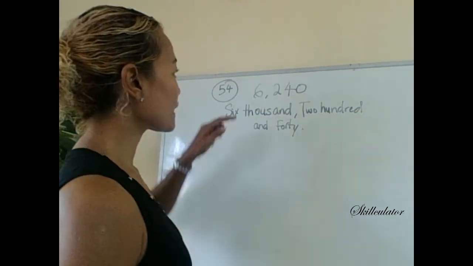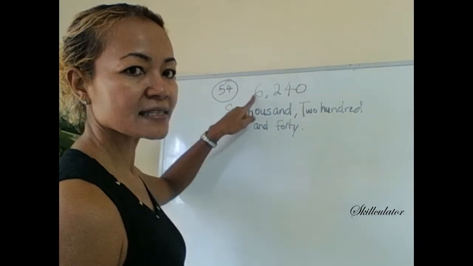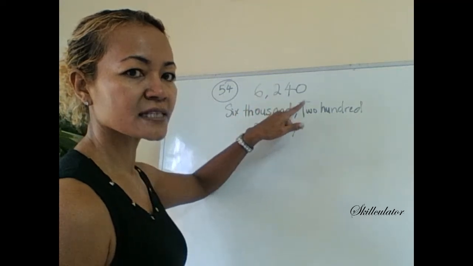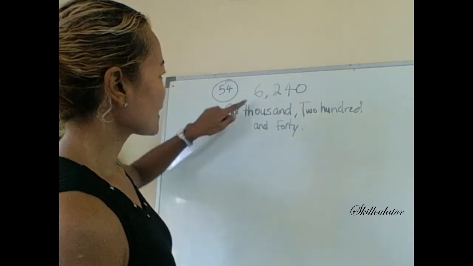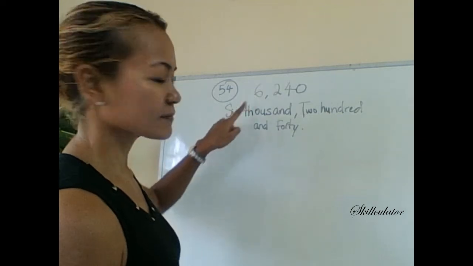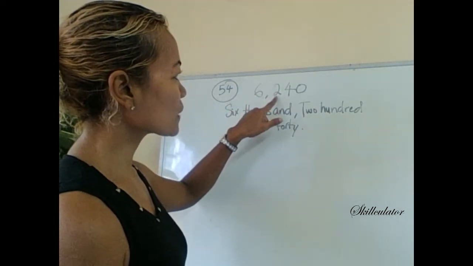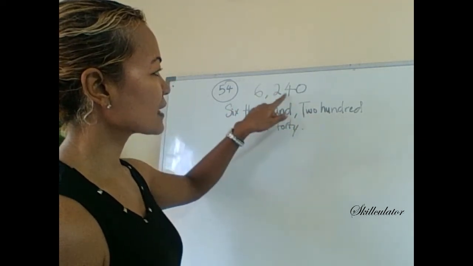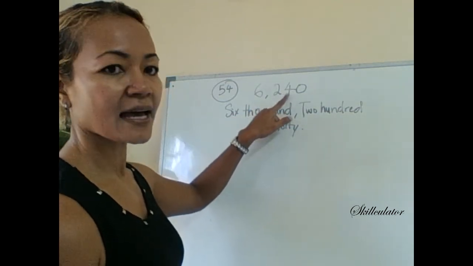Number 54 is a simple one of writing this number, 6240, in words. 6,000, 200, and 40.